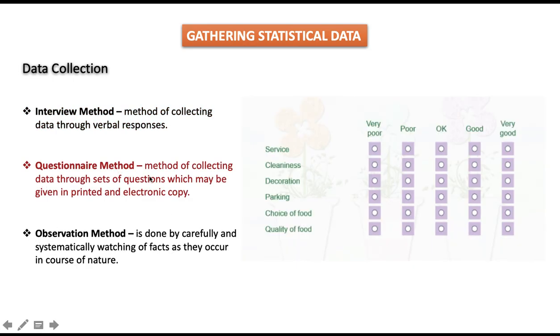While a questionnaire method is a method of collecting data through sets of questions which may be given in printed or electronic copy. So this is an example of a Likert scale questionnaire test. For example, you own a restaurant and you want to know the performance of your restaurant, so you can randomly give this to your customers for them to answer. So notice that it is so easy to answer. They will just simply check according to their preferences.